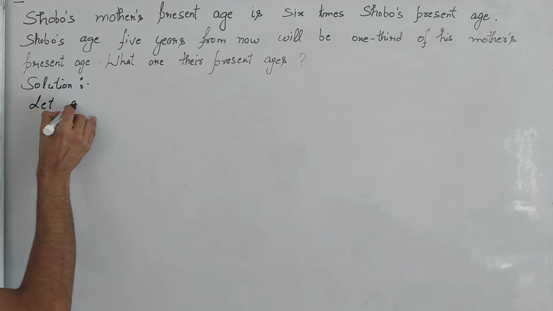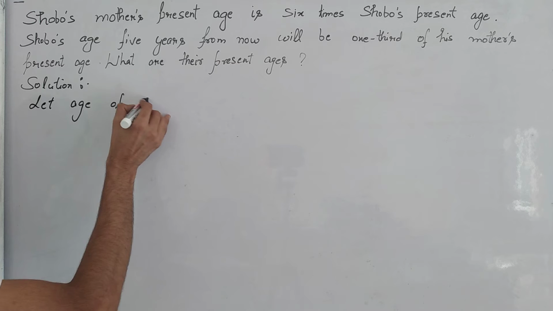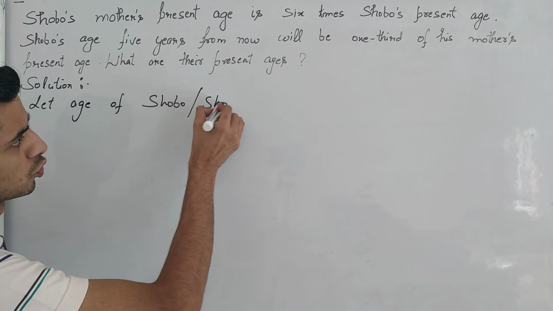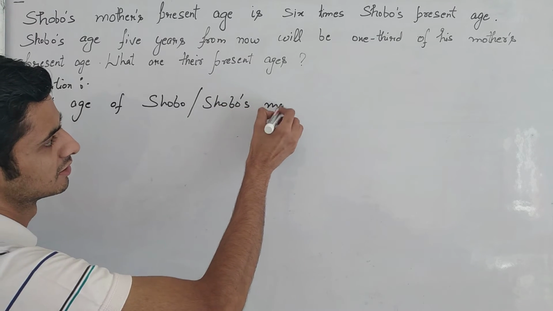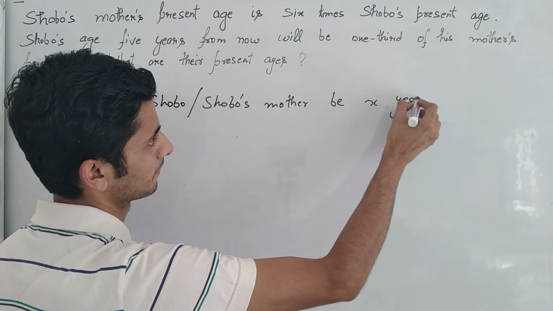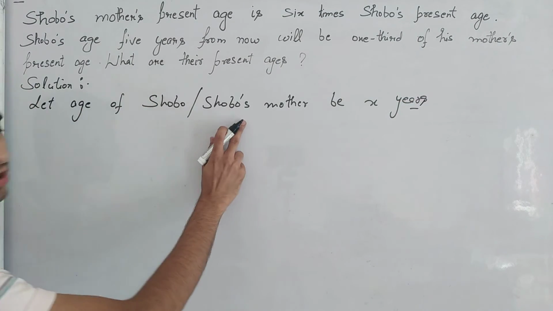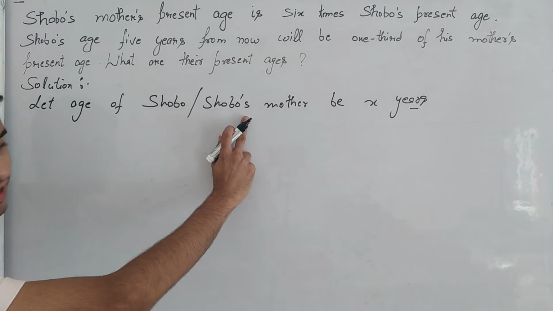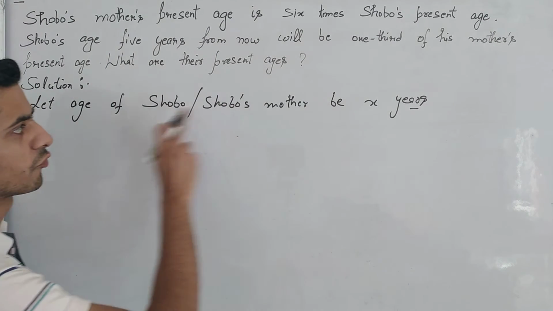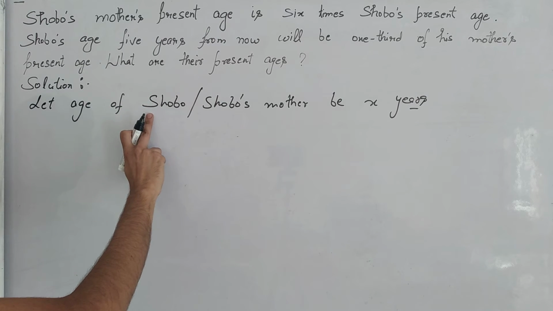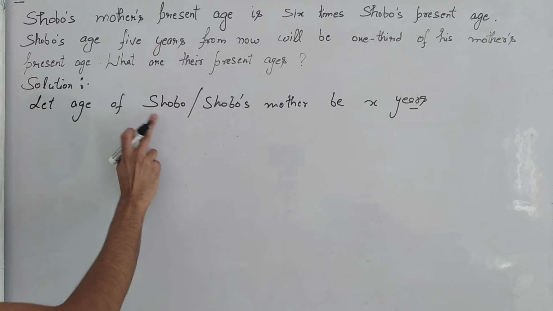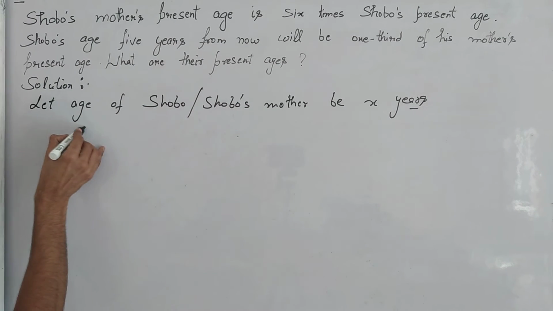Let the age of Shogo or Shogo's mother be x years. Both could not have equal age. I have written this because we will suppose x for one of them, either for Shogo or for Shogo's mother. Suppose we suppose the age of Shogo to be x.